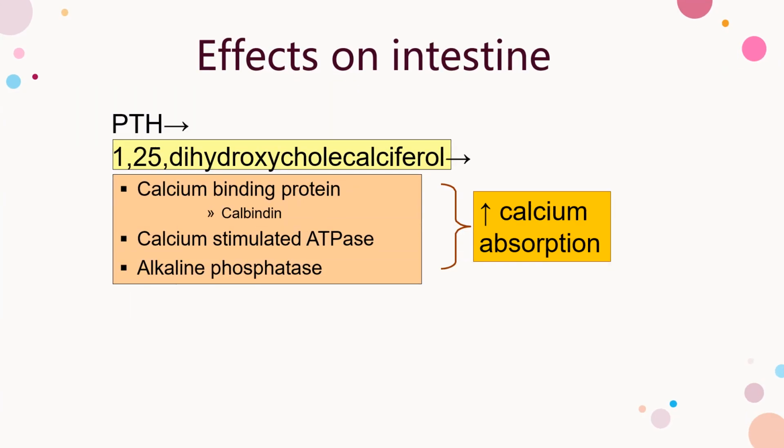On the intestine, parathyroid hormone does not act directly, but it helps in the formation of 1,25-dihydroxycholecalciferol from the kidney, and through that it increases the calcium absorption. This 1,25-dihydroxycholecalciferol activates the calcium binding protein, that is calbindin, and calcium stimulated ATPase is activated and alkaline phosphatase is produced. So through these three mechanisms, the calcium absorption is increased from the intestine.